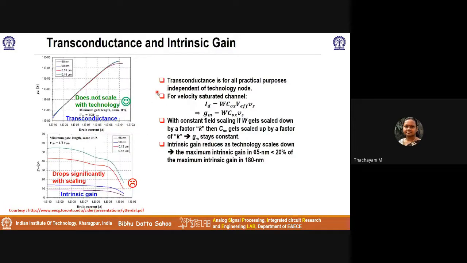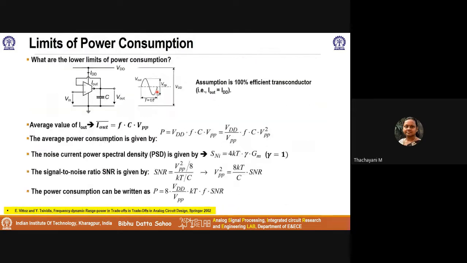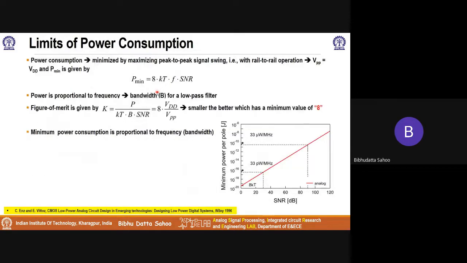Sir, is it allowed to stretch the VPP up to VDD? Won't we have that non-linearity? Yeah, so that is what I'm saying. That's why it is the theoretical minimum limit. Okay, 8 is a theoretical minimum limit. As you approach the supply voltage, your linearity will degrade.